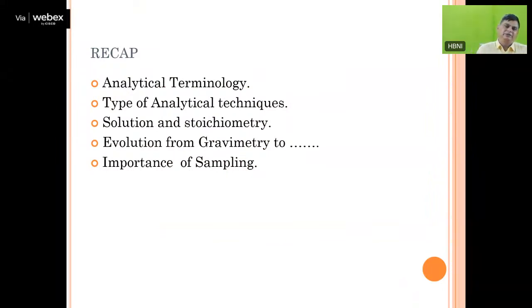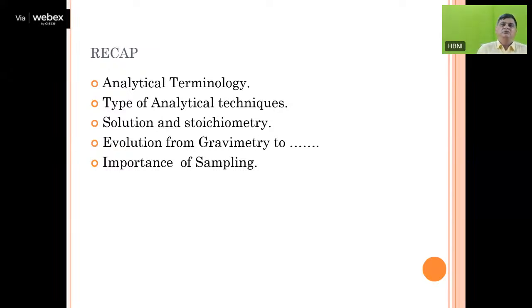So, for example, if I am analyzing chromium in steel samples, I have standards of different chromium concentrations in the steel sample only, and with that I will make a calibration curve, and then I will measure an unknown sample. So they are termed comparative methods.